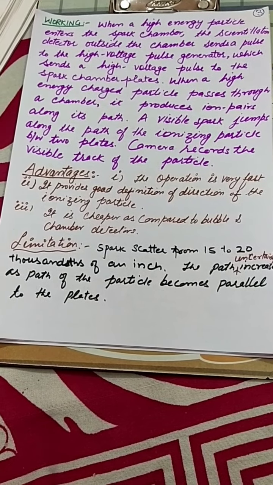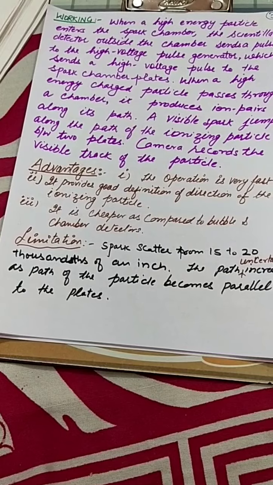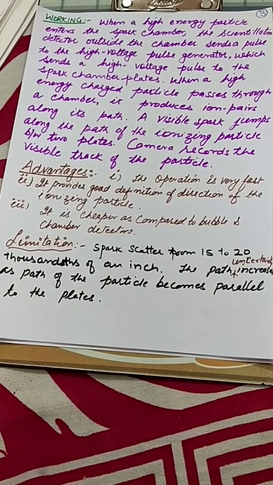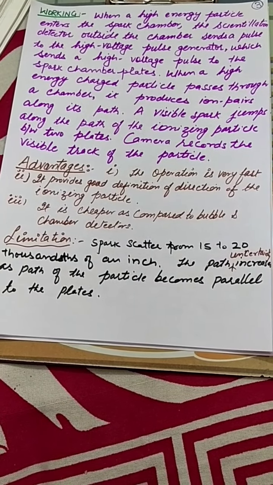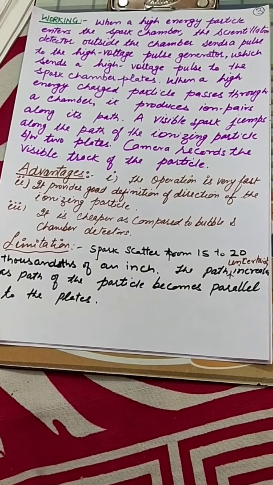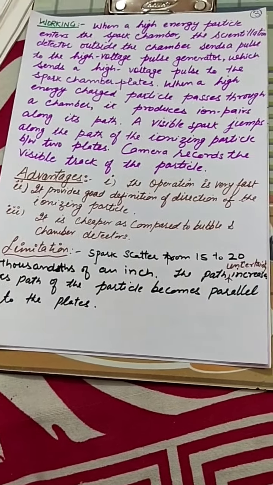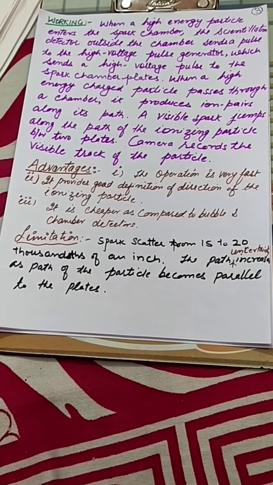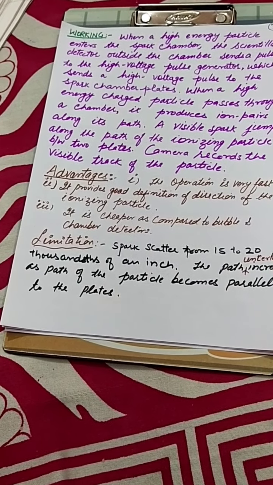Some of the limitations of this spark chamber are there. Scattering: coated spark scatter is 15 to 20 thousandths of an inch. The path uncertainty increases as the path of the particle becomes parallel to the plates.